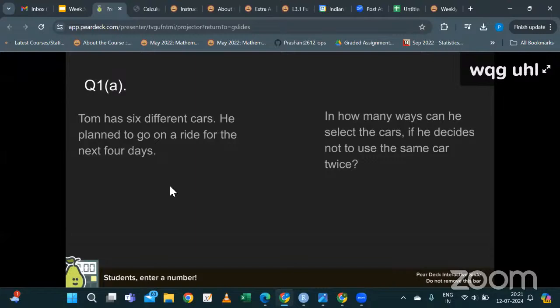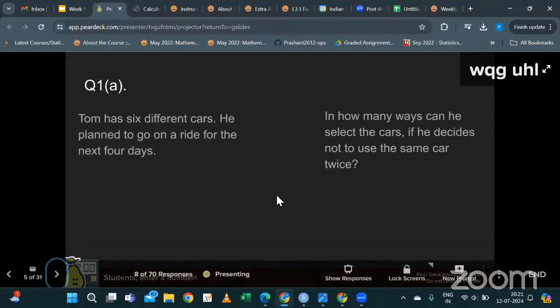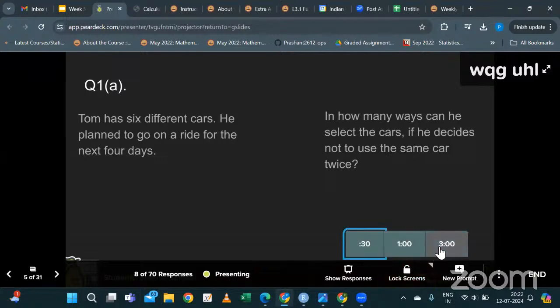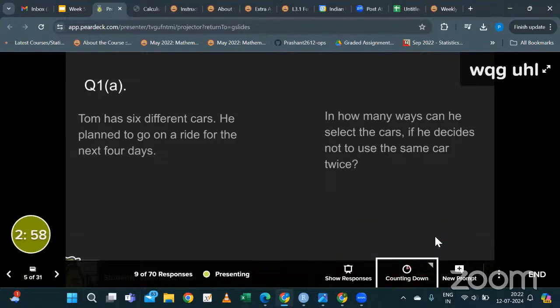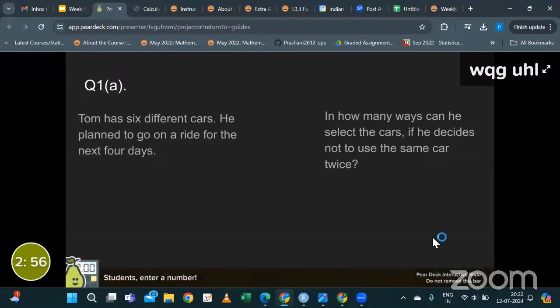The question is very simple. Tom has 6 different cars. He planned to go on a ride for the next 4 days. In how many ways can he select the cars if he decides not to use the same car twice? This is the key thing you have to focus on: he decides not to use the same car twice. Based on this statement, your answer will change. If I make some basic manipulation in this statement, your answer will change. Anyway, just try to solve this. I'm going to give you 3 minutes for this question. Do let me know if you need a bit of extra time.